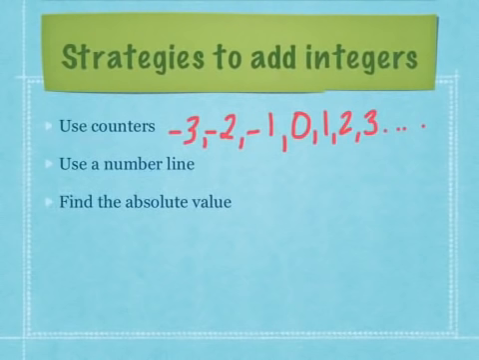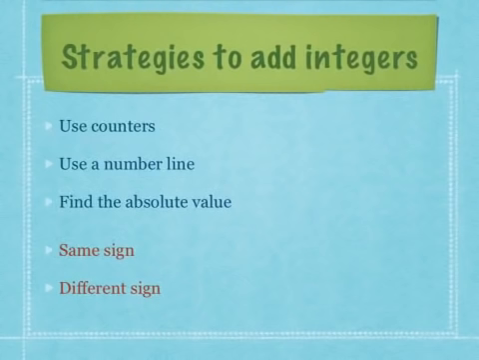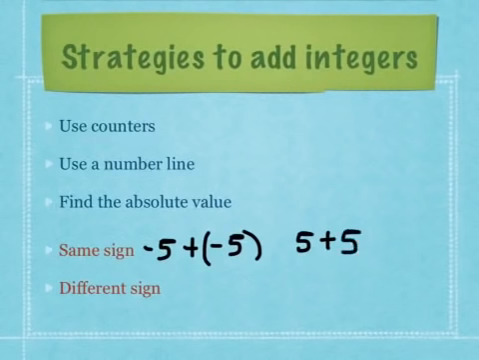Now to add integers, we have three strategies. One is to use counters, the second is to use a number line, and the third is to solve using absolute value. We'll also review what to do when the sign is the same when you're adding two numbers, when you have two negatives or two positives, and then when you have a different sign, so when you have a negative plus a positive number. So let's get started.